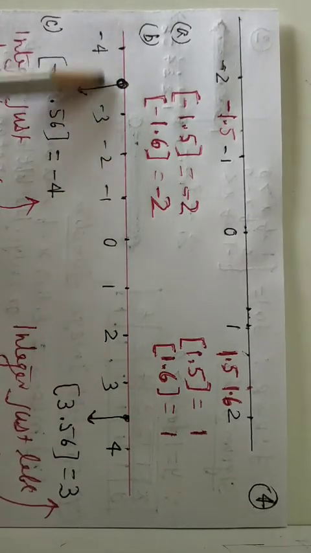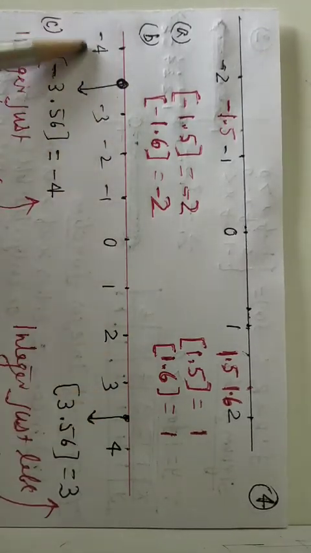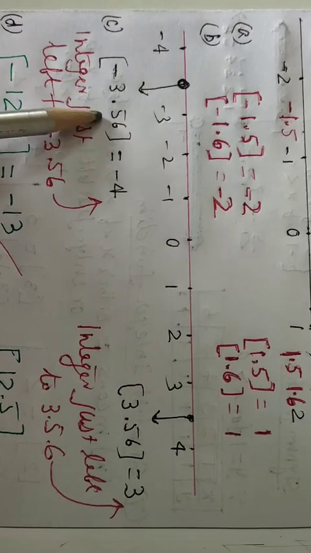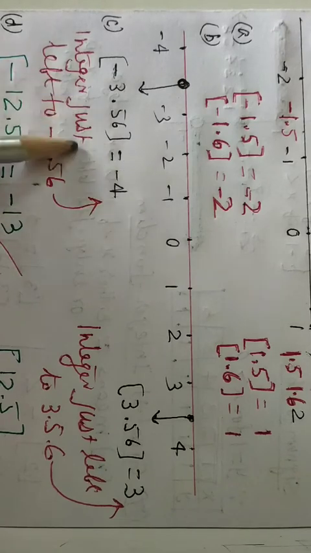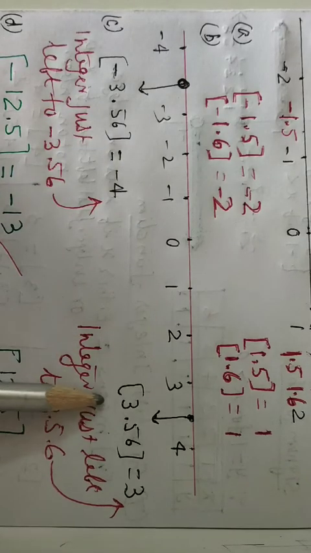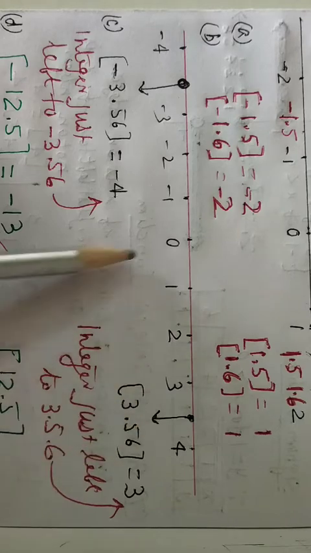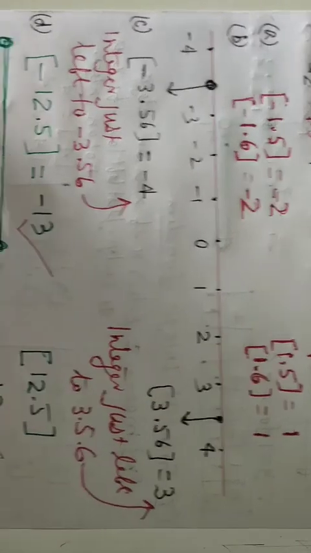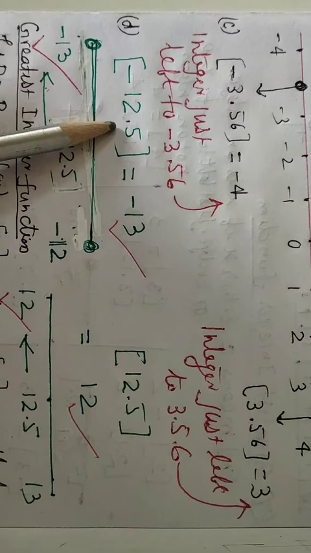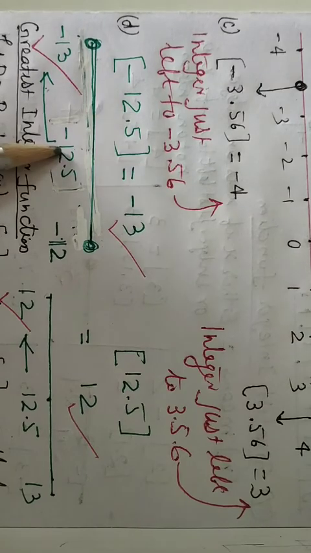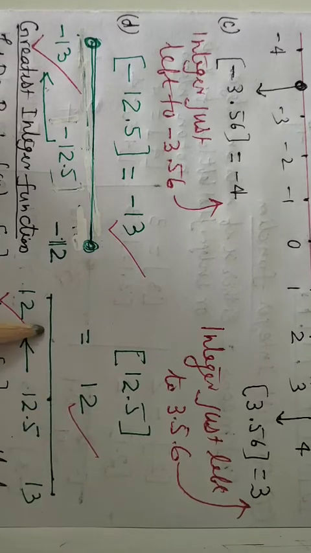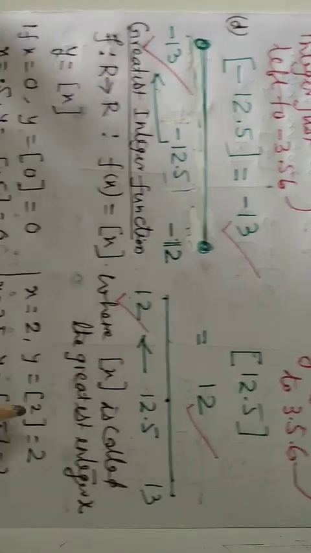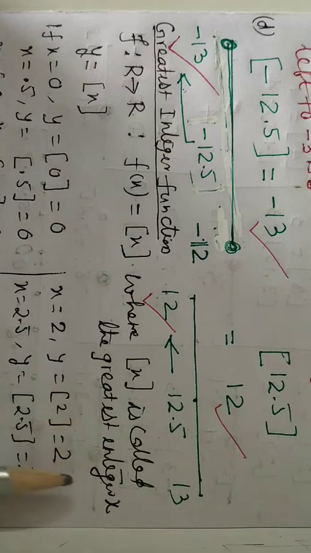So this is the display on the number line. If required, you can display it. Minus 3.56, move towards the left, minus 4 is the answer, the integer just left of this. Likewise 3.56, move towards the left, this is 3. Minus 12.5, move towards the left, minus 13. 12.5, move towards the left, 12 is the answer. So now the greatest integer function is fully known to you.